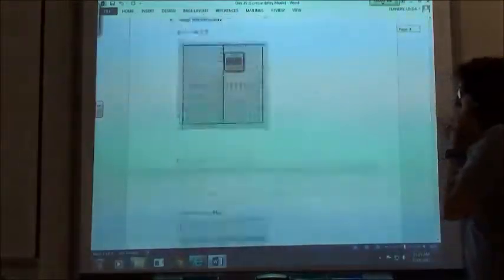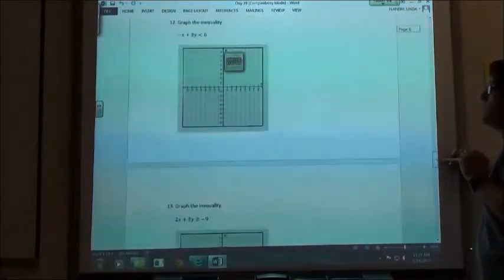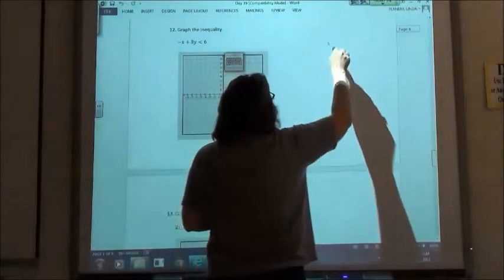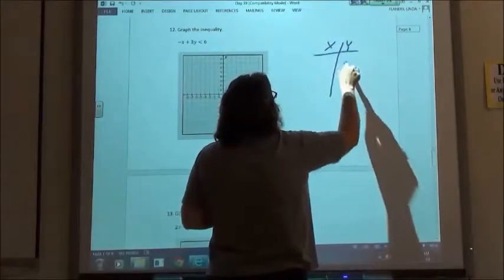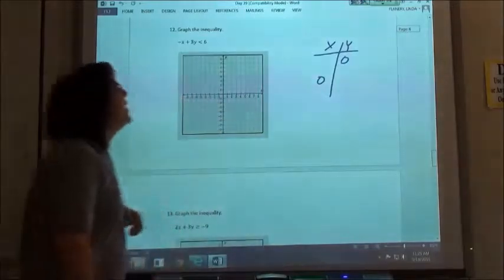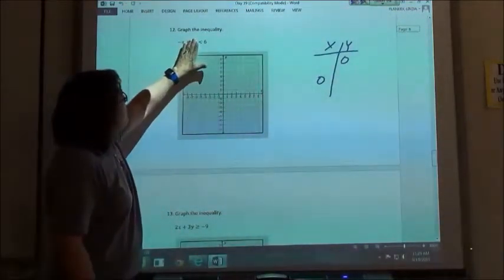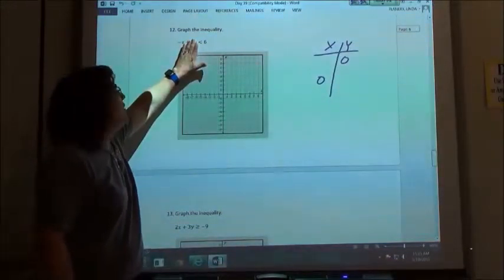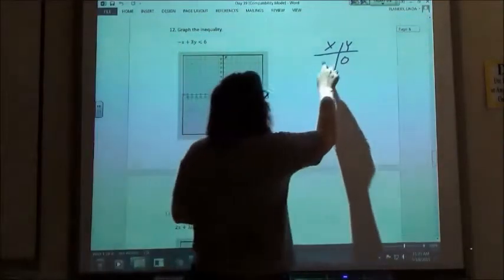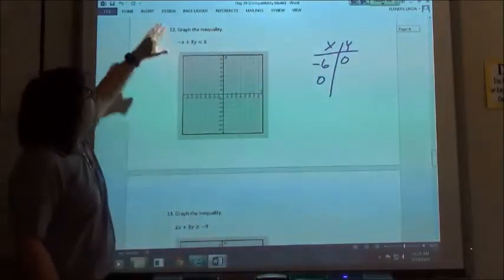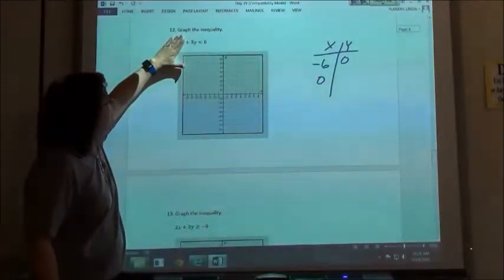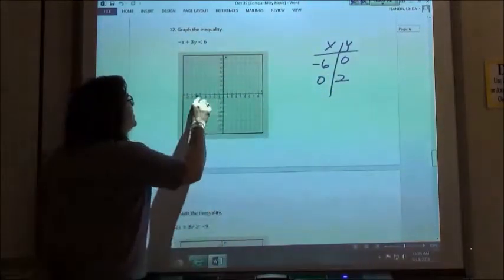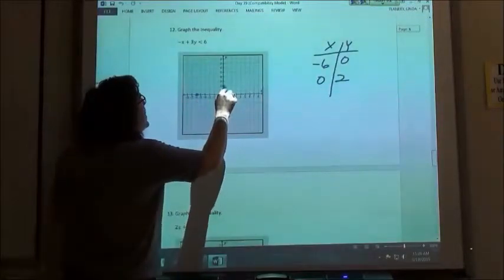So number 12. We are graphing the inequality negative x plus 3y is less than 6. Since it's in standard form, we're going to go ahead and find our x and our y intercept. So if I put 0 in for y, I'm going to take 6 and divide it by that negative 1 that's in front of the x. 6 divided by negative 1 is negative 6. If I put 0 in for the x, I'm going to take 6 divided by a positive 3, which is 2. So x is negative 6, y is positive 2.